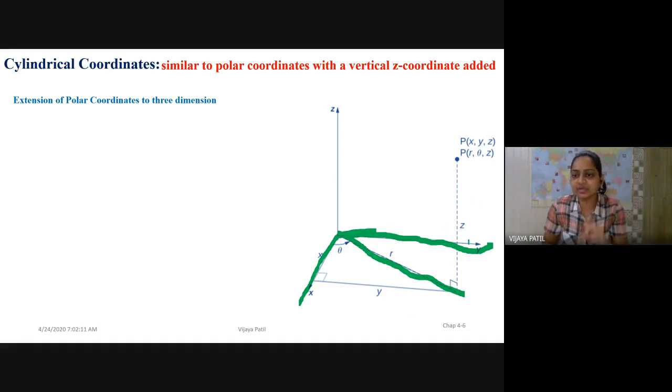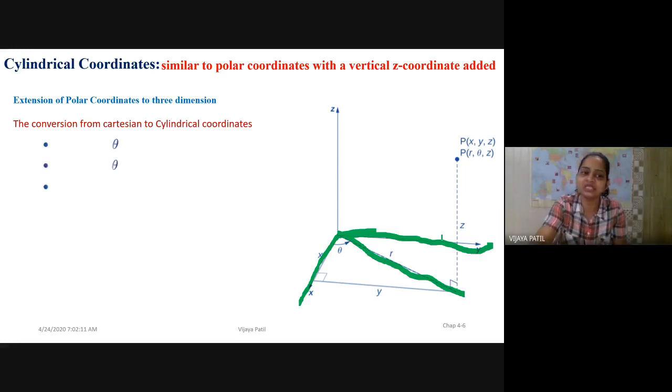So in three dimensions, we have the position of P as x comma y comma z, whereas in cylindrical coordinates, we just replace r and theta with one more, that is z. So this is r comma theta comma z. The conversion from Cartesian to cylindrical coordinates is just an addition of one axis, that is z. There will not be any change in the conversion.